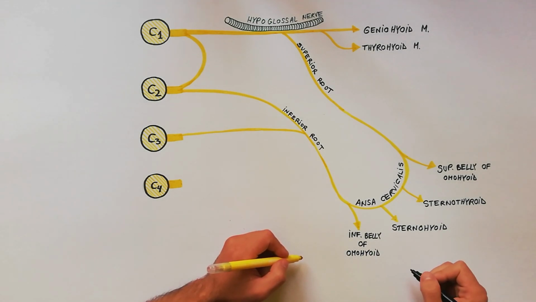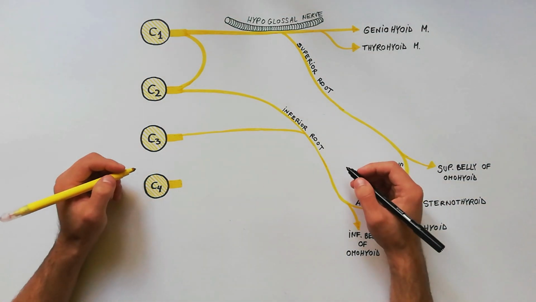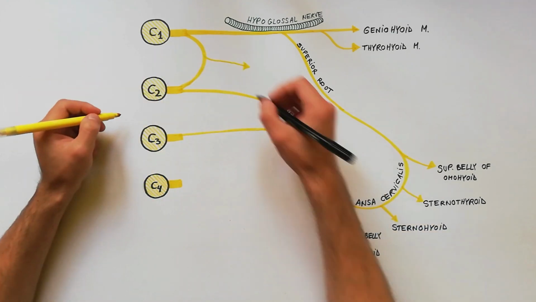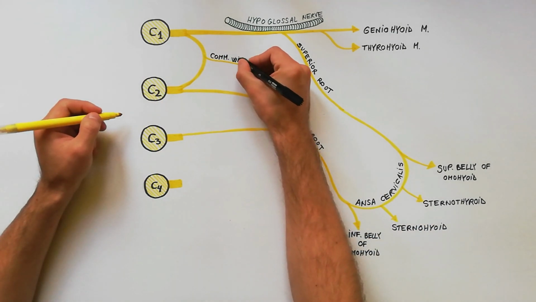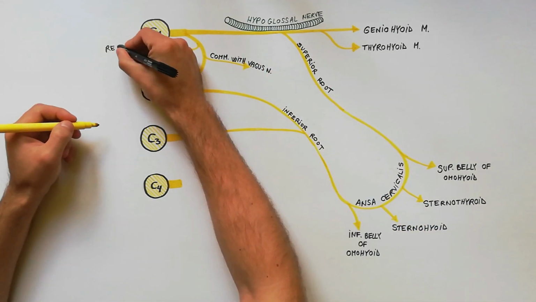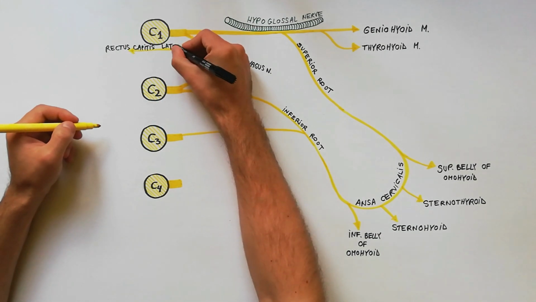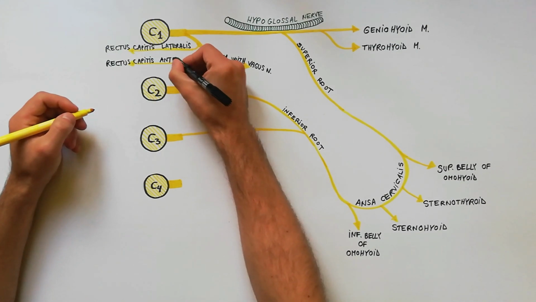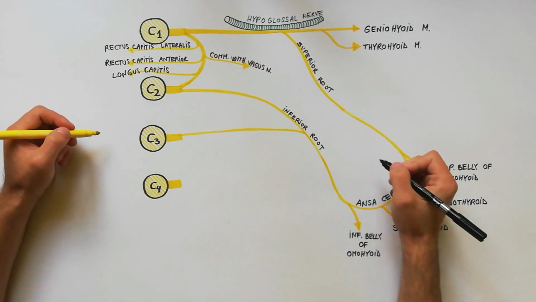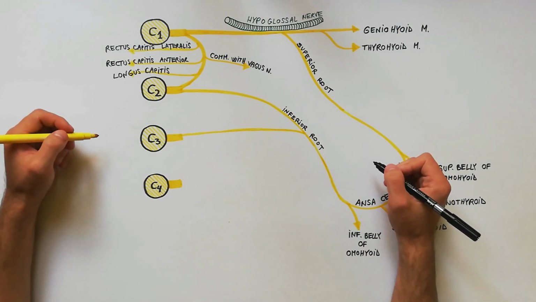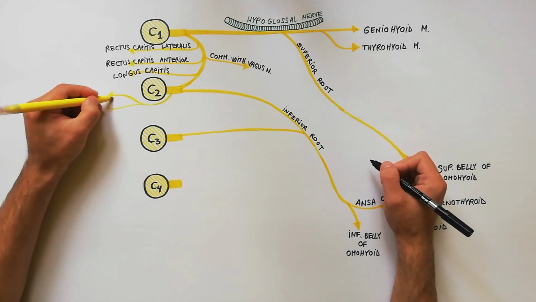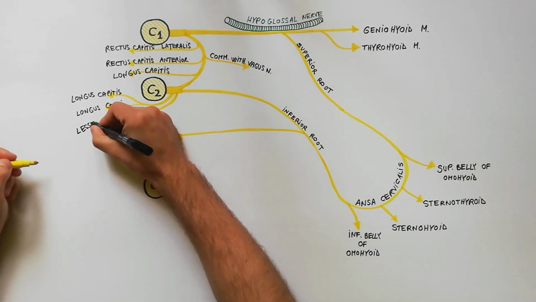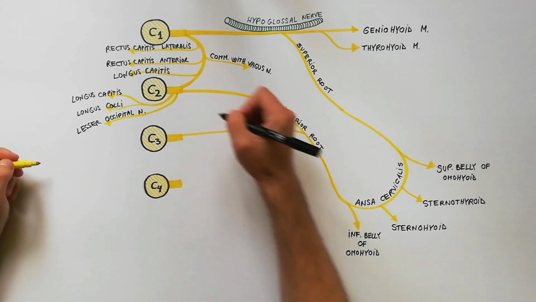From the interconnecting loop between C1 and C2 arise the following nerves: communicating branch to vagus nerve, branch to rectus capitis lateralis, branch to rectus capitis anterior, and branch to longus capitis. From the ventral ramus of C2 arise branches to longus capitis and longus colli muscles, and the lesser occipital nerve.